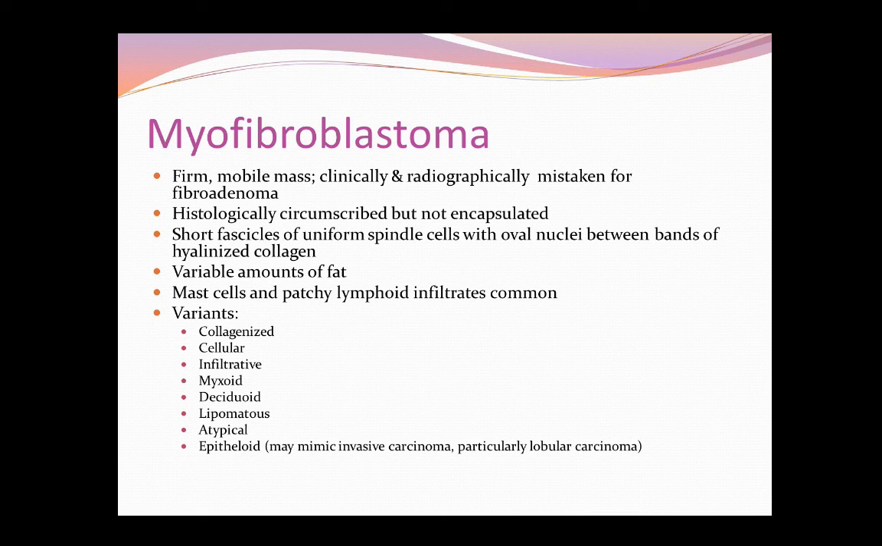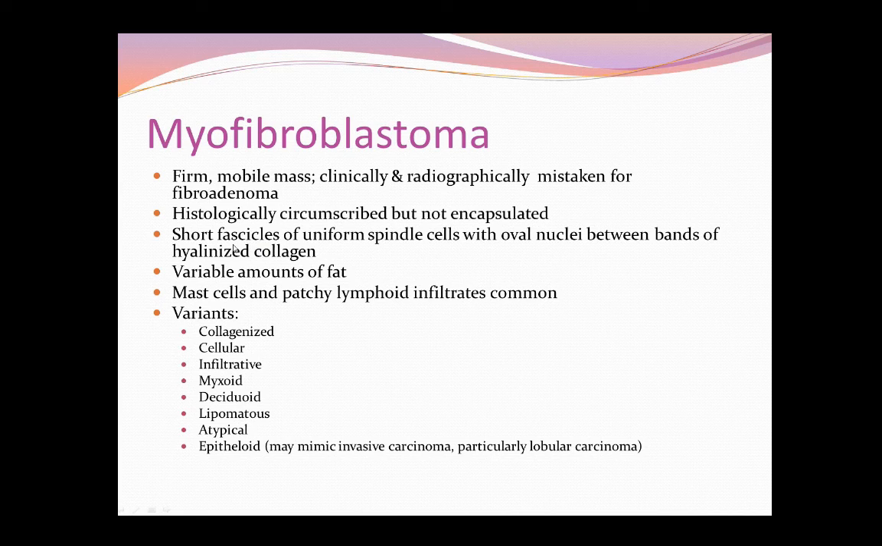So the next lesion is myofibroblastoma. These are usually confused with fibroadenoma because they are firm, solitary, mobile, well-circumscribed lesions. Initially, they were thought to be more common in men, but now with screening, they are shown to be equally common in women, but in the postmenopausal, it's more common. They are circumscribed but not encapsulated, and they push the breast parenchyma apart so that they get a pseudocapsule.